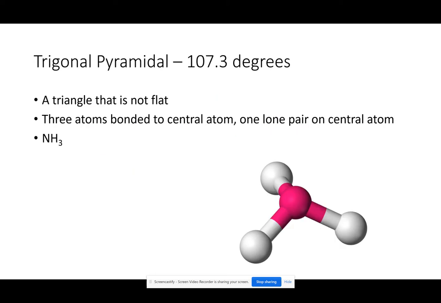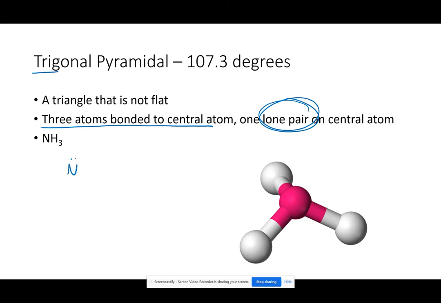Our other trigonal is trigonal pyramidal. So again, tri, so we have three atoms bonded to the central atom, but we have a lone pair on that central atom. So the difference between linear and bent is the same as the difference between trigonal planar and trigonal pyramidal. It's those lone pairs. Lone pairs will push bonds down.